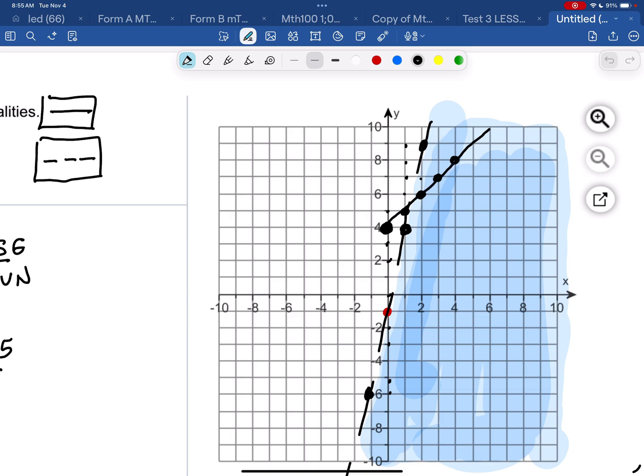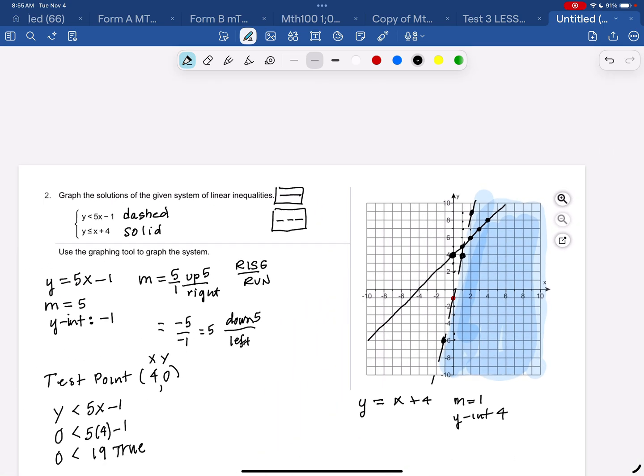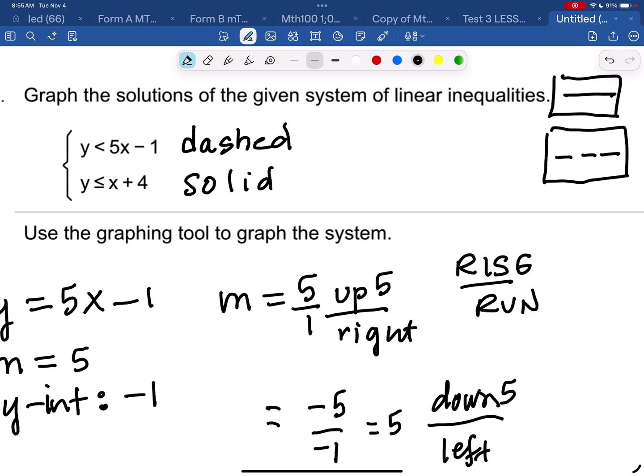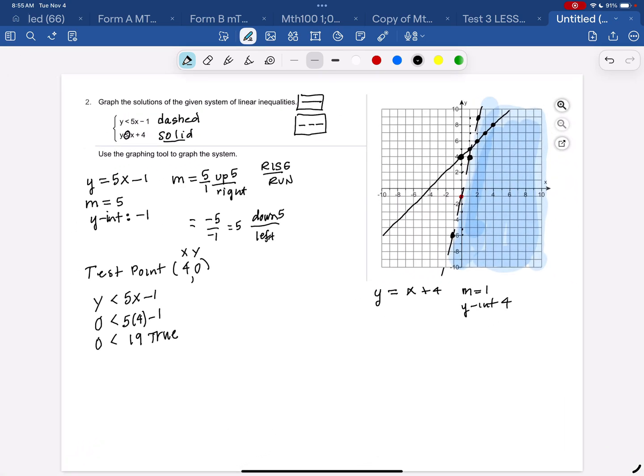Let me draw that a little bit better. And again, MyMathLab is just going to draw it perfectly for you, right? Okay, now that was a solid line. Remember, we said because of this less than or equal, we put a solid line. Now, I can test the same test point, or I can pick any point that is not on that line. And this time, look, 0, 0 is clearly not on this second line. So I'm going to use 0, 0 as my test point.